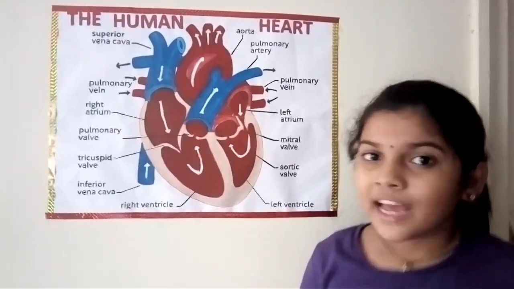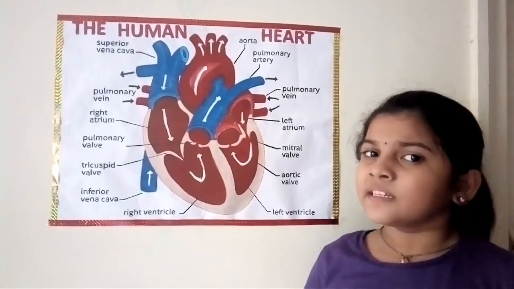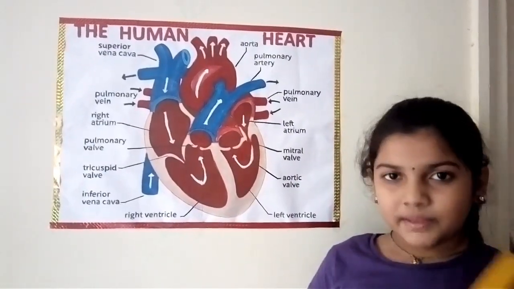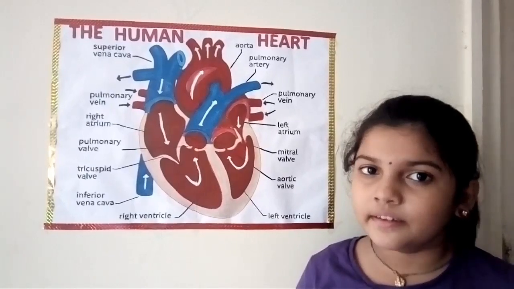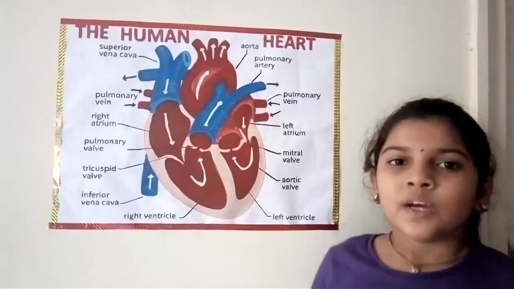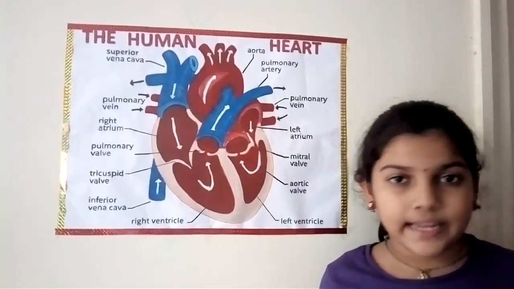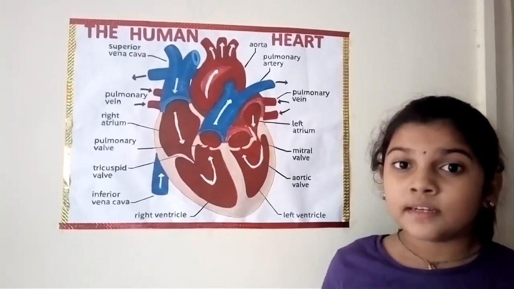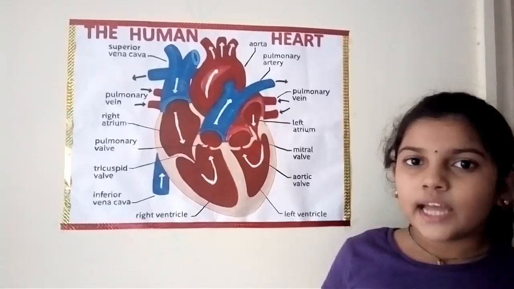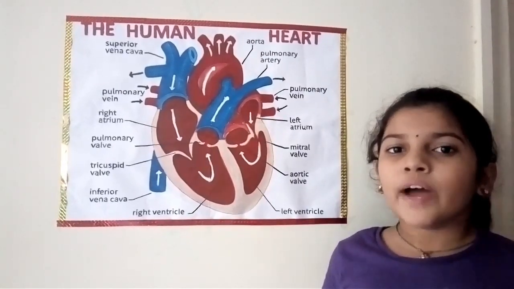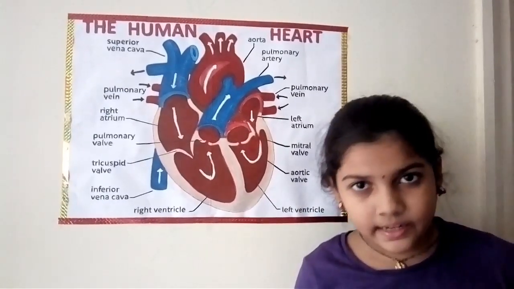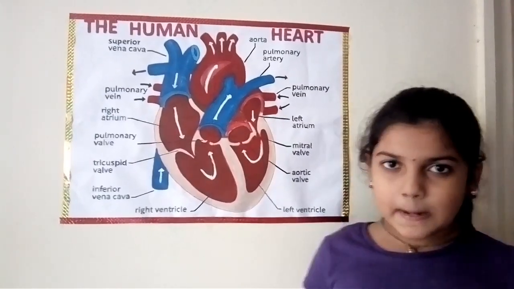Usually the arteries are deep seated. Next, I am going to teach you how many times the heart beats in a day and in a year. The heart beats 100,000 times in a day and 35 million times in a year, and it pumps 5 quarts of blood every minute.